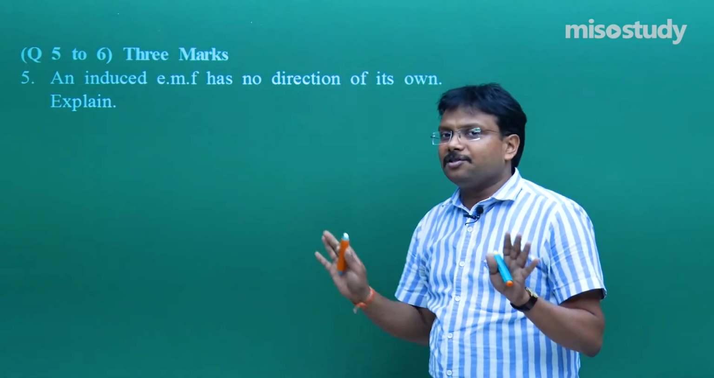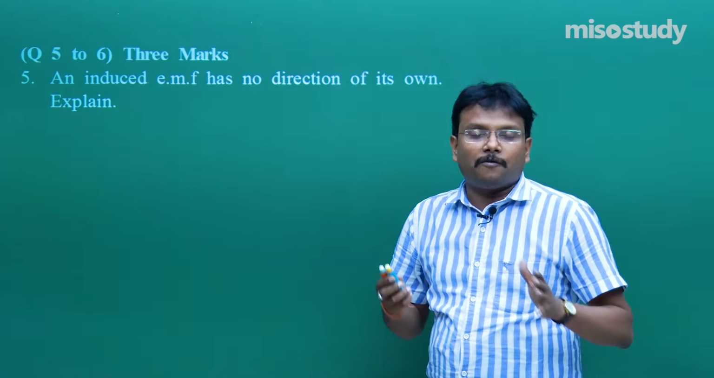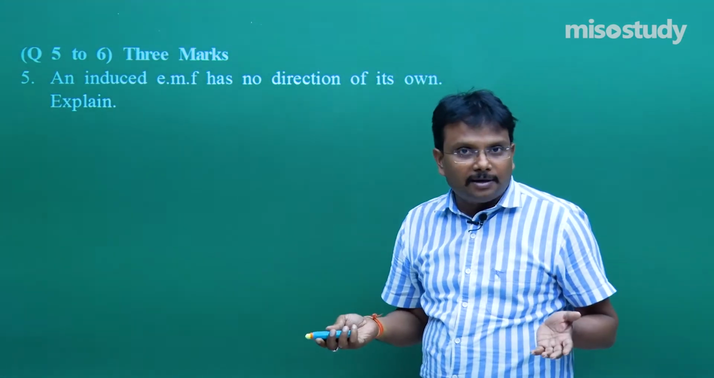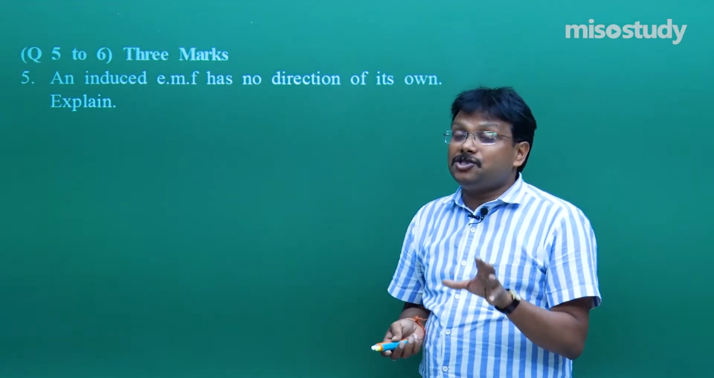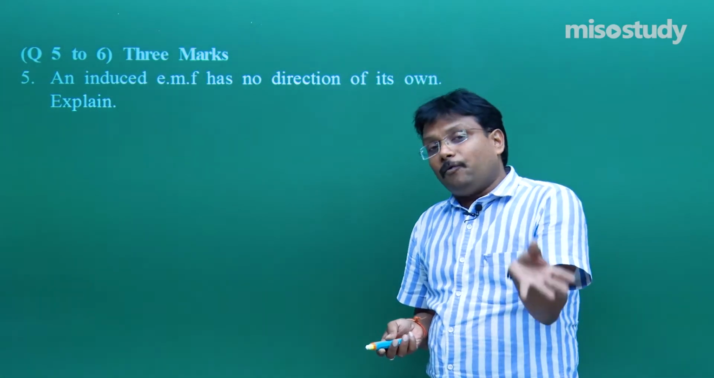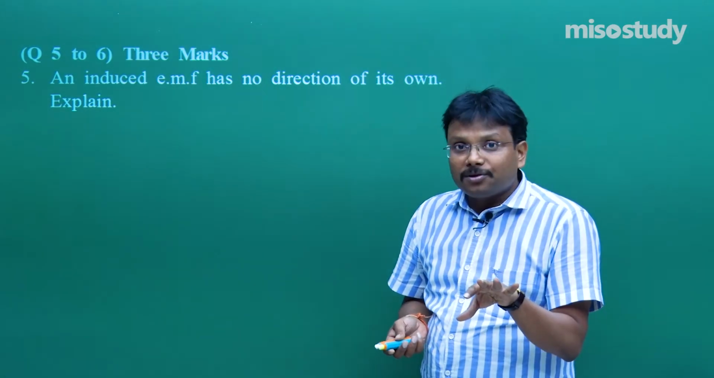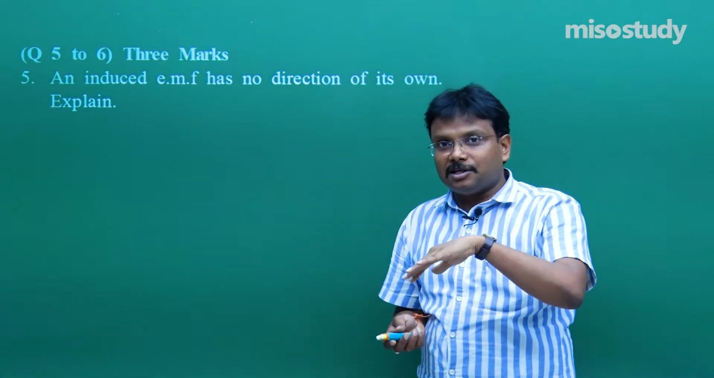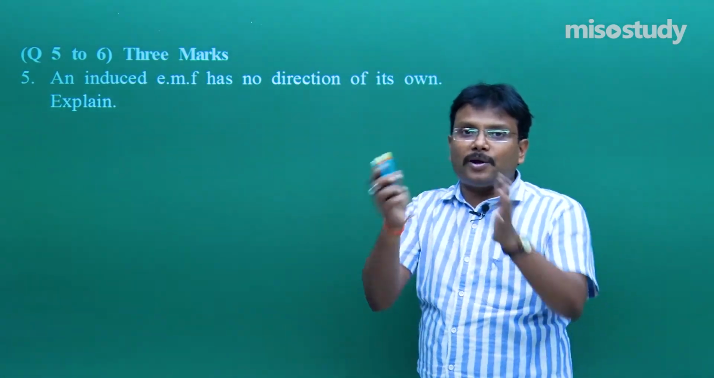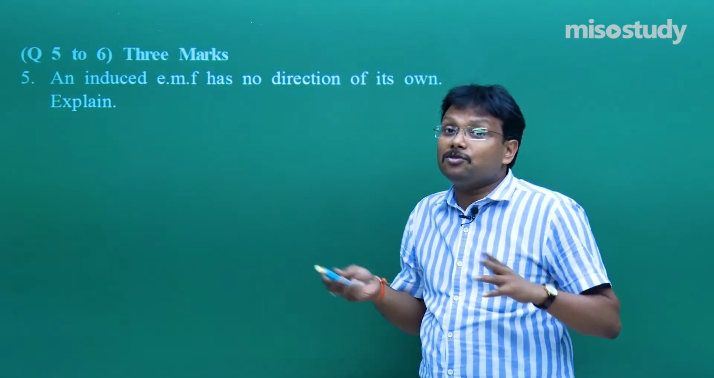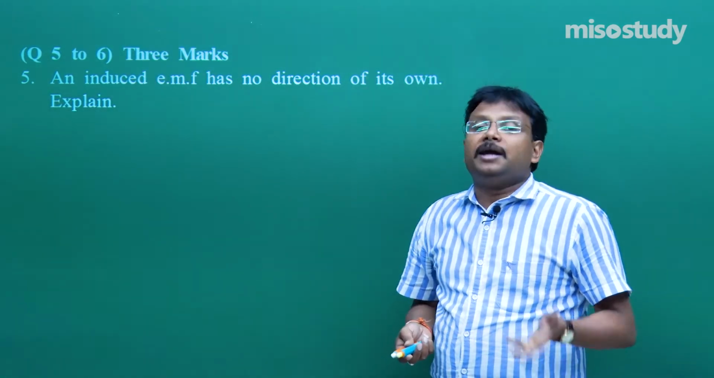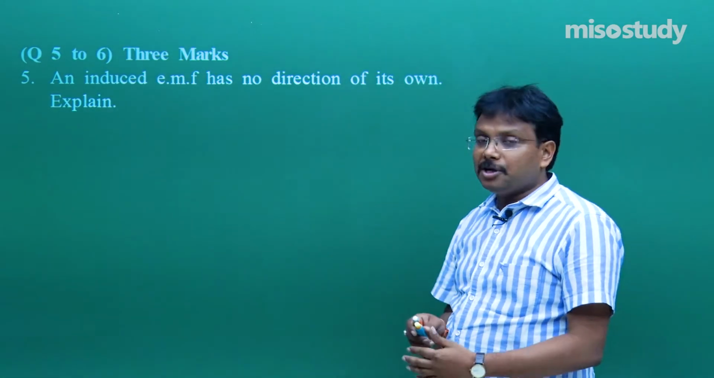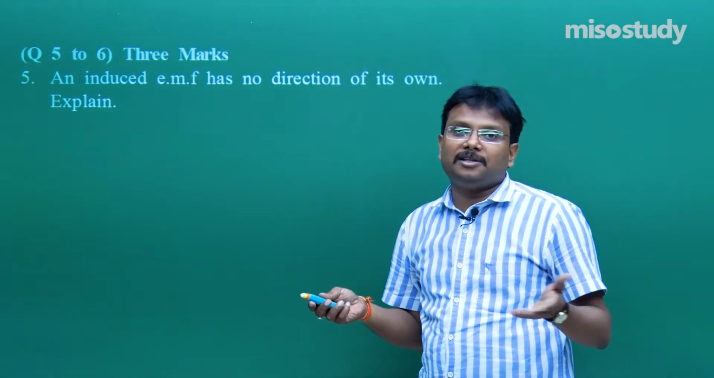So, better you write the answer like this: as per Faraday's law of electromagnetic induction, the direction of this induced EMF is not defined, because if the flux change is in one direction, then it will oppose that change, or if it is in the other direction it will oppose that change. So, vice versa, you can say clockwise, anti-clockwise type of situation. So, it has no direction of its own, it behaves as per the rate of flux change. Then you can mention Lenz's law and accordingly explain the direction.